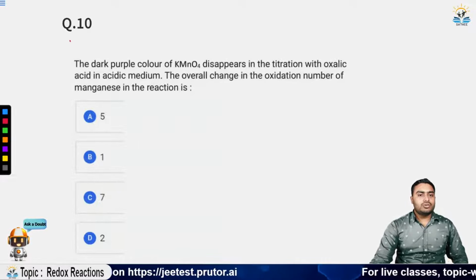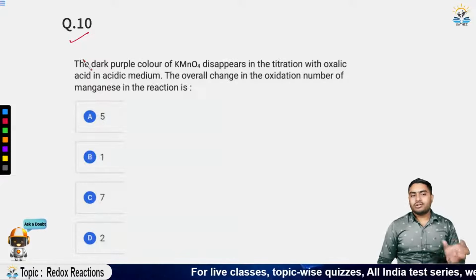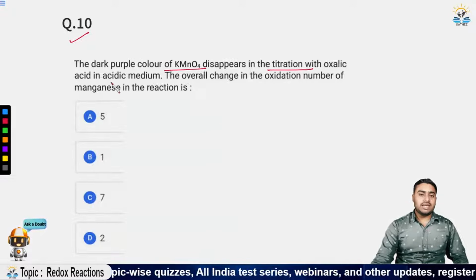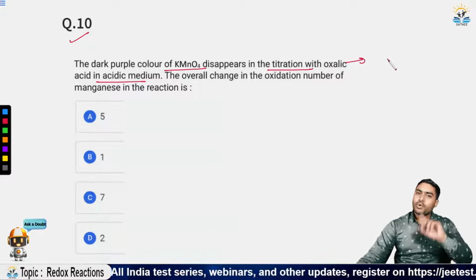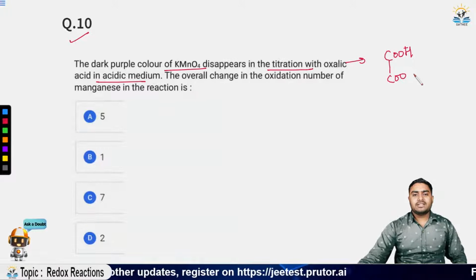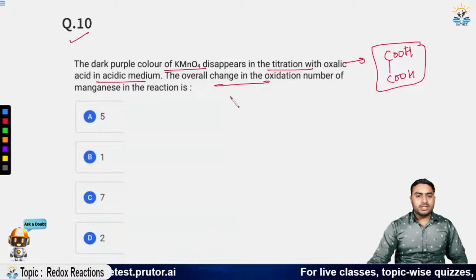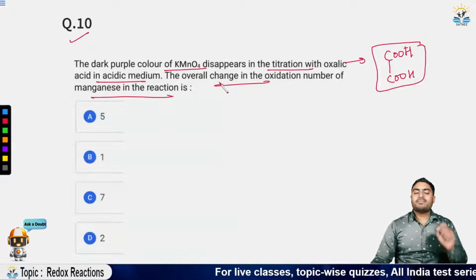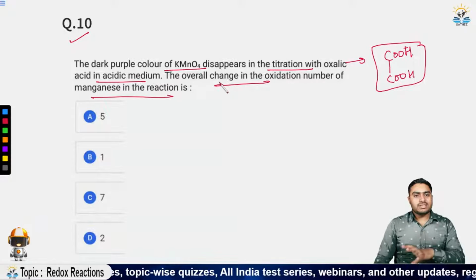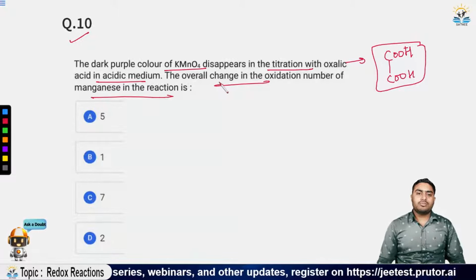Now question number 10. You have to try question number 9 and question number 10 as homework. The dark purple color of KMnO4 disappears in the titration with oxalic acid. Oxalic acid formula is what? Oxalate ion, right? COO- and COO-. If I want to write oxalic acid, let's put H here. So this is the formula of oxalic acid. Then the overall change in the oxidation number of manganese in the reaction. You have to write the reaction between KMnO4 and oxalic acid, then you will get some products. Then you have to check the overall change in the oxidation number of manganese in the reaction.